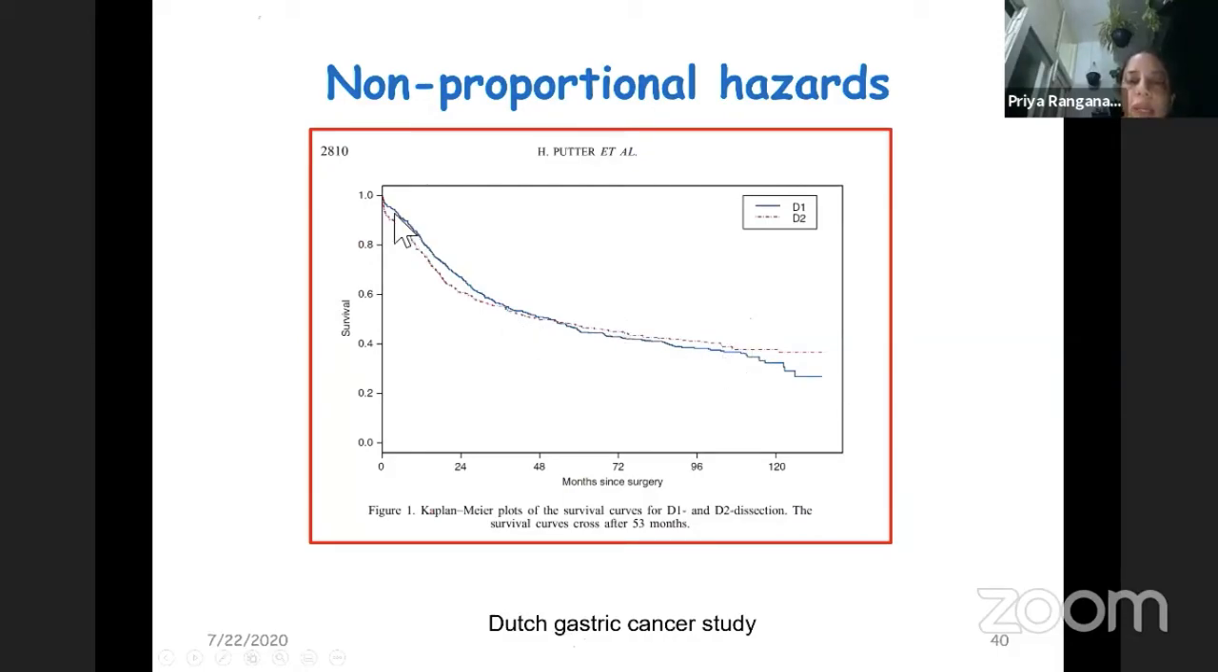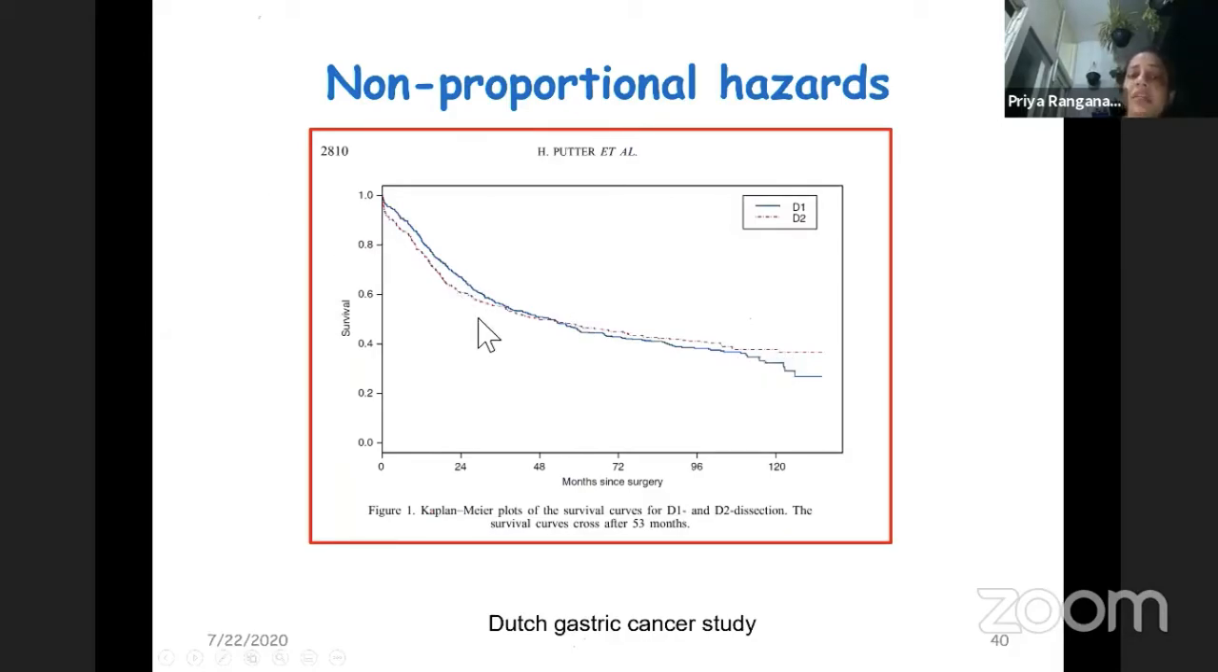Now, if you were to calculate a single hazard ratio for this, you would miss this difference because it would give you a hazard ratio of 1. And they actually did that. They calculated a hazard ratio and they got a hazard ratio of 1 for this simply because here one was better than the other and here the other was better than this.